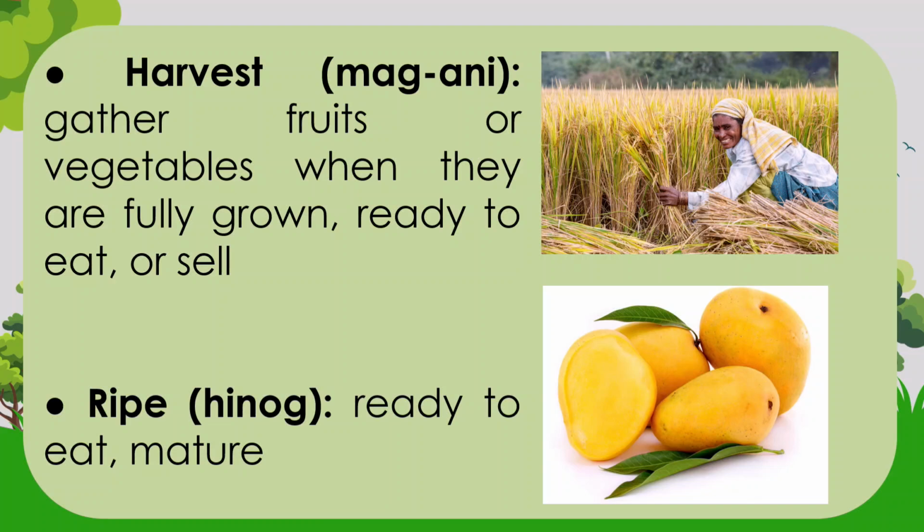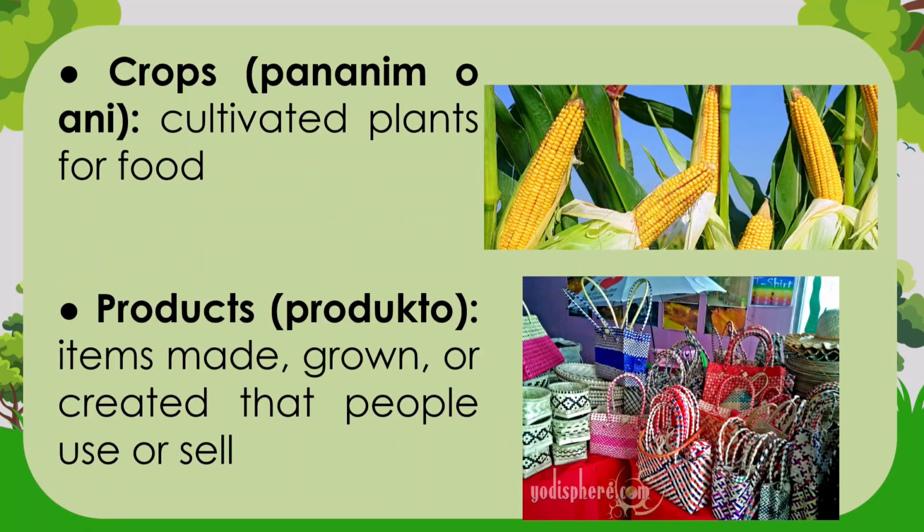Harvest or mag-ani. Gather fruits or vegetables when they are fully grown, ready to eat or sell. The ripe or hinog is ready to eat or mature. Crops are the pananim o ani. It is a cultivated plants for food. Products or produkto. Items made, grown, or created that people use or sell.